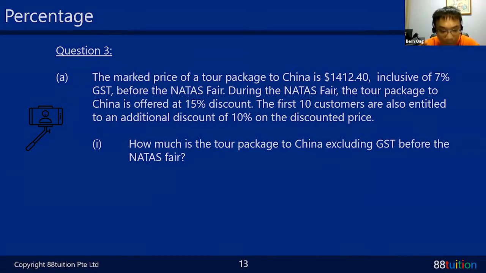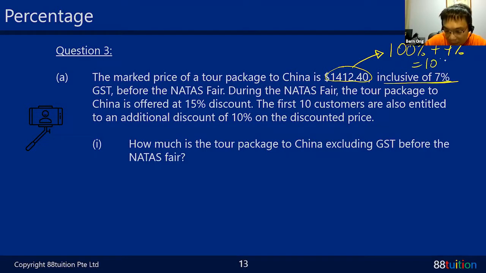So down here, what happened? They say that the selling price of the tour package to China is $1,412.40. This one is inclusive of a 7% GST. What's the meaning of inclusive? Inclusive means it's on top of your 100%. So this one already has the GST, which means it is 100% plus 7%, so total is 107%.